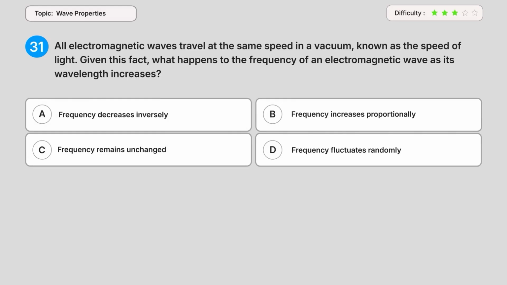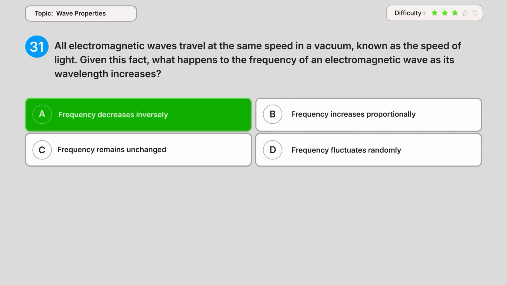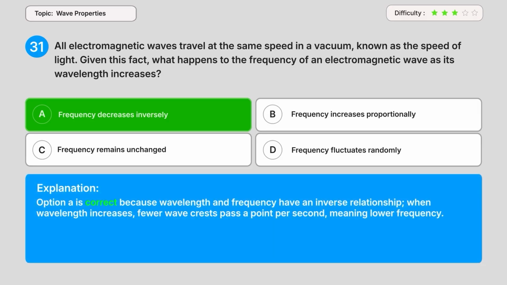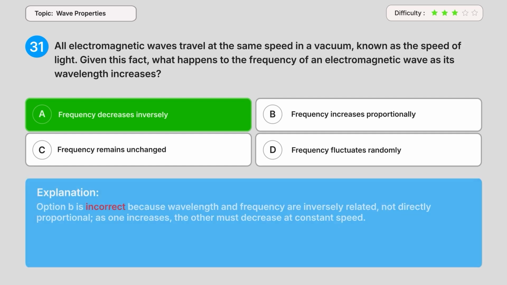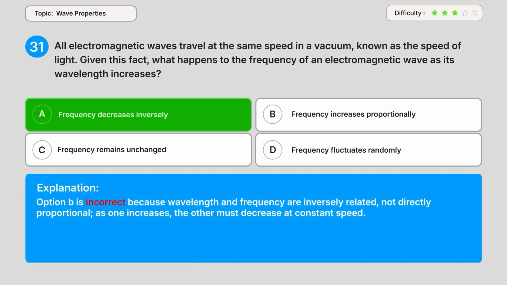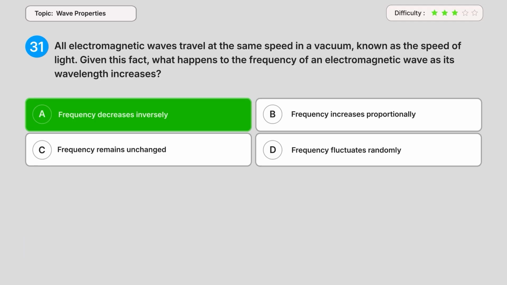Correct answer, A. Frequency decreases inversely. Explanation: option A is correct because wavelength and frequency have an inverse relationship. When wavelength increases, fewer wave crests pass a point per second, meaning lower frequency. Option B is incorrect because wavelength and frequency are inversely related, not directly proportional. As one increases, the other must decrease at constant speed.